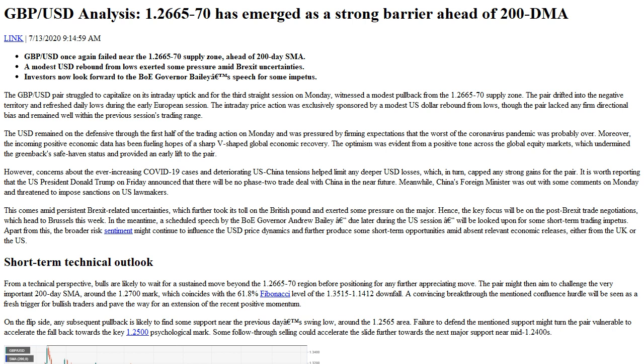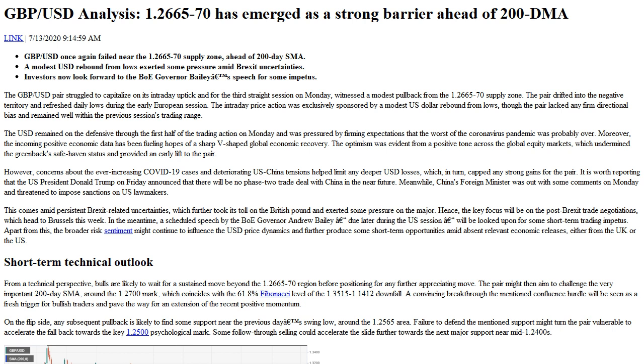GBP USD once again failed near the 1.266570 supply zone, ahead of the 200-day SMA. A modest USD rebound from lows exerted some pressure amid Brexit uncertainties. Investors now look forward to the BoE Governor Bailey's speech for some impetus.